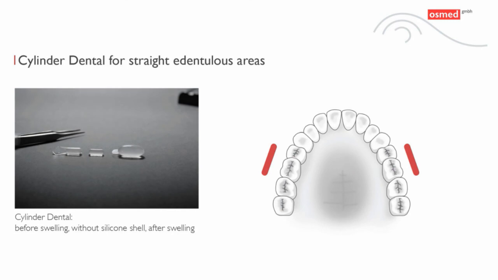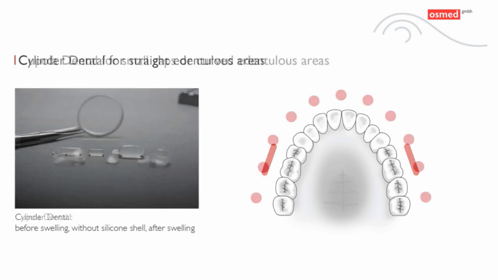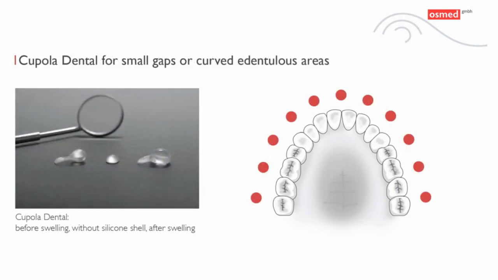The Osmed tissue expander cylinder dental is used for straight edentulous areas. The Osmed tissue expander cupula dental is used for small gaps or curved edentulous areas.